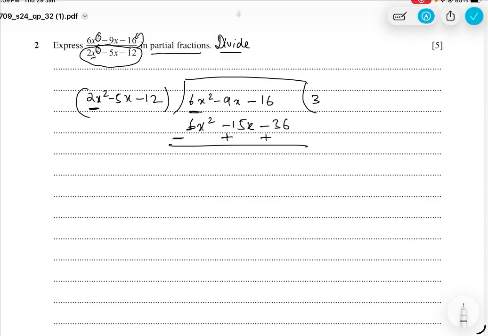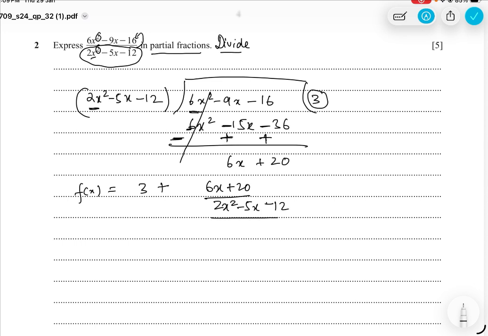This was positive, so it became negative. It was negative, it became positive. It was negative, it again became positive. So this would become 6x plus 20. Agreed? Agreed or not? So the new function would be f(x) equals to, this was the quotient, so I will write 3 plus (6x plus 20) upon (2x square minus 5x minus 12).